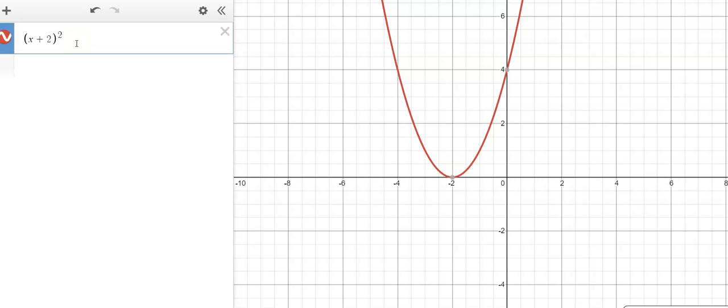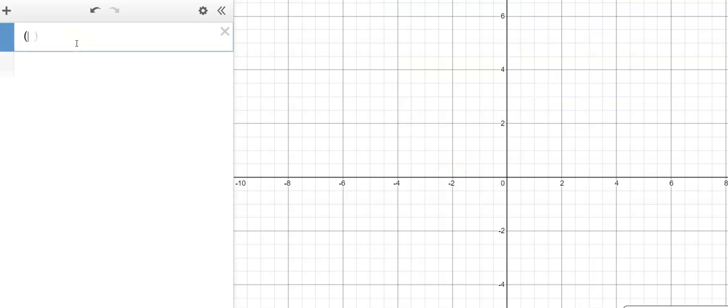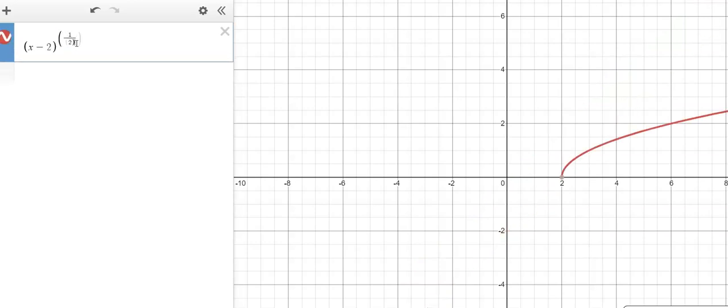So, for example, let's use the square root function. I'm not sure how to do square root in Desmos. Okay, so the square root's the 1/2 power, so I'll just do it as, let's put x minus 2 raised to the 1/2. And of course, you notice that what did x minus 2 do? Notice that x minus 2 shifted our square root graph 2 places to the right.